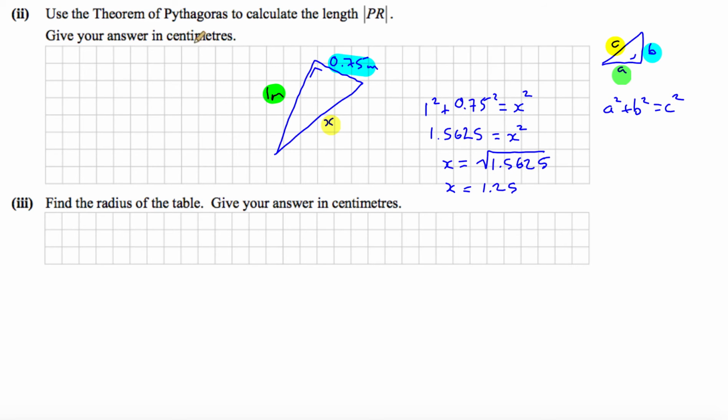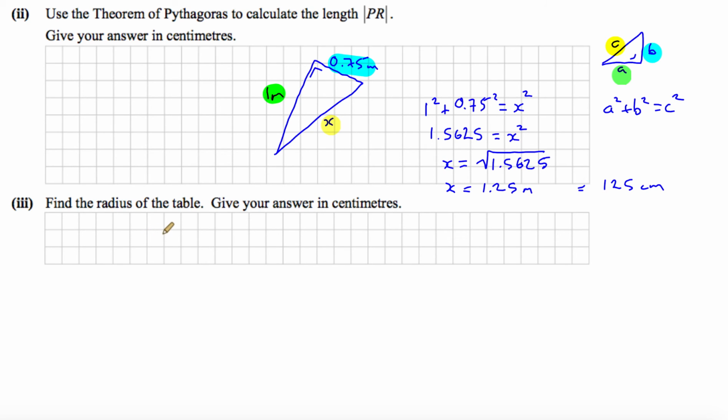So 1.25, it does say give your answer in centimetres. Now I've worked this out in metres, I've kept all these values in metres, so that's 1.25 metres. That's equal to 125 centimetres, because there's 100 centimetres in a metre.